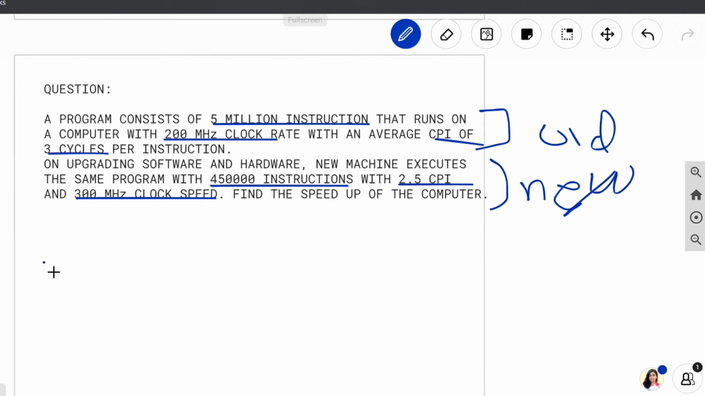So now we have to calculate the speed up. Before finding out the speed up, what we have already seen is speed up is equal to performance of new machine, I'm writing performance new in short form, divided by performance old. That is basically execution time of old machine divided by execution time of new machine.